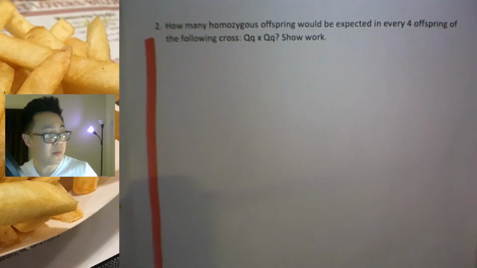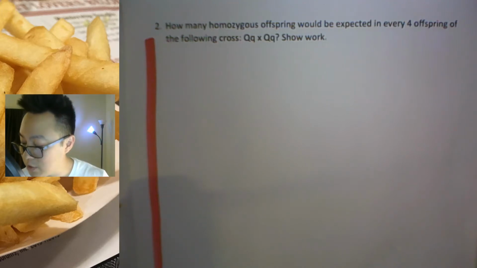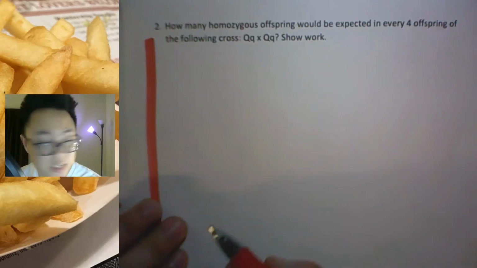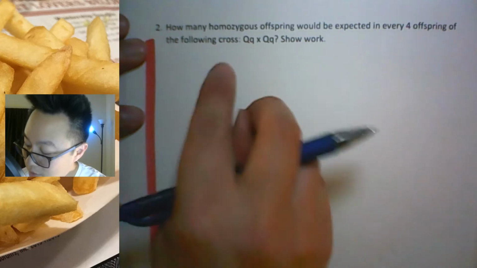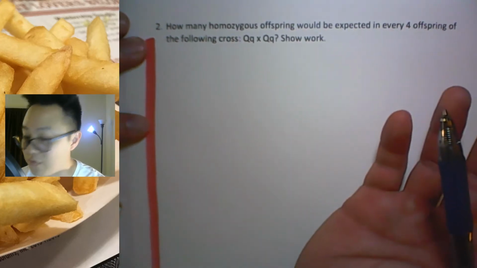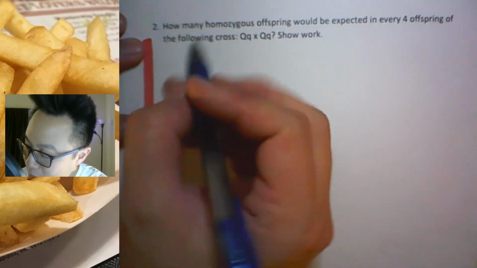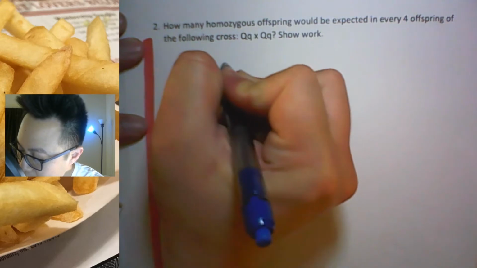Here we go. How many offspring, homozygous offspring, would be expected in every 4 offspring of the following cross, big Q, little q, crossed with big Q, little q? All right, so the first step here is I would typically define my alleles. Okay, but unfortunately for this problem, it's not defined for us, so we're going to skip that step. The next step here is to write out the cross, so I'm going to rewrite that on my paper just for good habits.